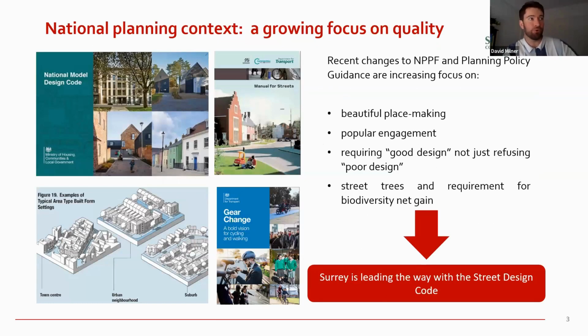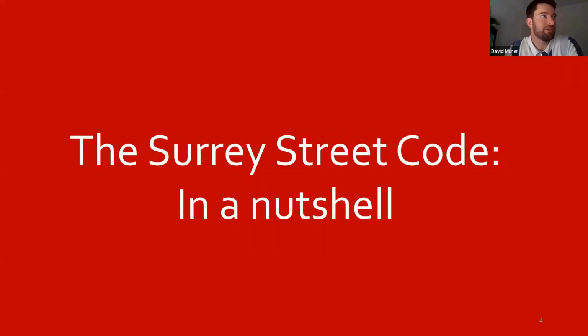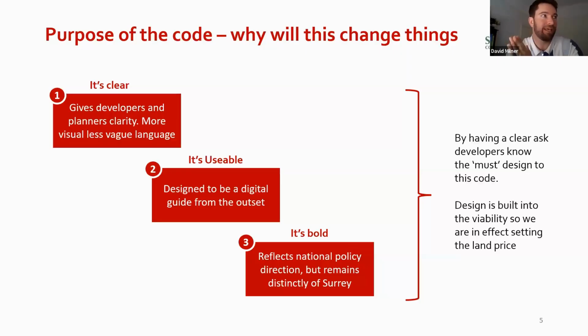Nicholas set out the broader context, but we've also got Money for Streets. We've had Gear Change, which has come in as national policy, and Surrey was aiming to lead the way by codifying what is a healthy street. So in a nutshell, three principles. It's clear. We wanted to give developers clarity, we wanted to give planners clarity, more visual, and removing that vague language that Robert's been talking about.